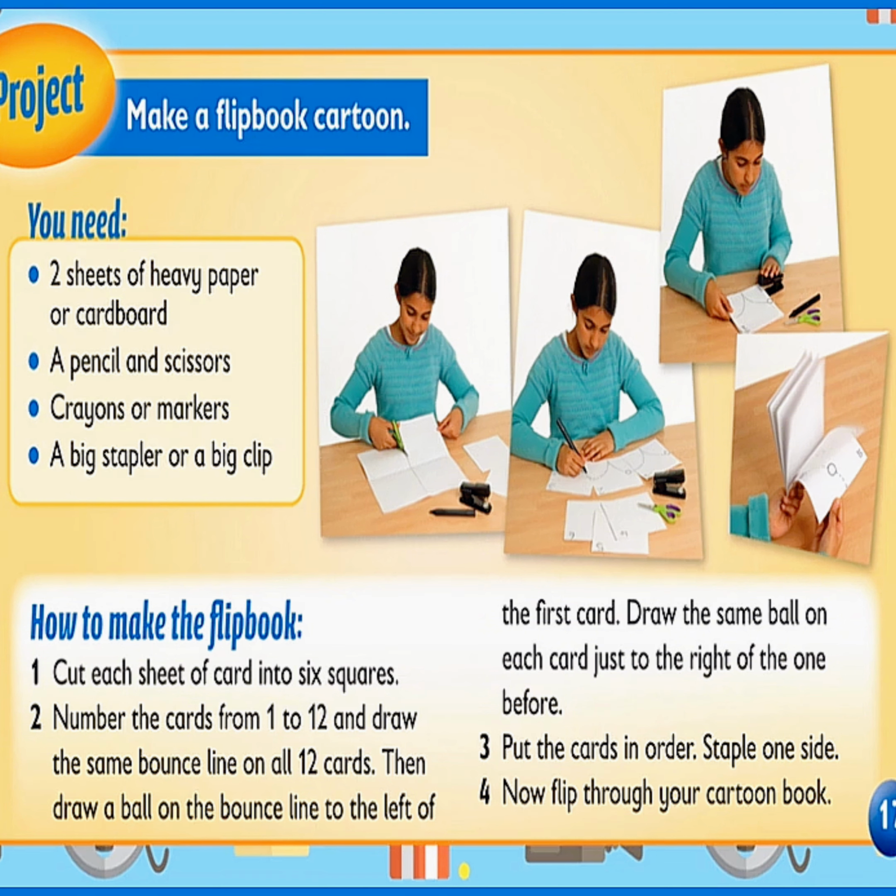Number the cards from 1 to 12 and draw the same bounce line on all 12 cards. Then draw a ball on the bounce line to the left of the first card. Draw the same ball on each card just to the right of the one before.